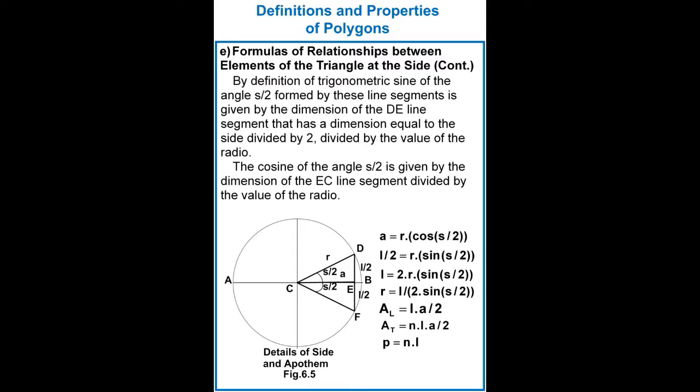The cosine of the same angle S divided by 2, formed by the straight line segment CE and the radius R, has a value equal to the value of the dimension of the straight line segment CE divided by the value of the dimension of the straight line segment CD, which is the radius of the circumference. If the radius dimension is considered the unit, the tabulated value for sine and cosine for the various angles is the dimension of the straight line segments DE and CE.